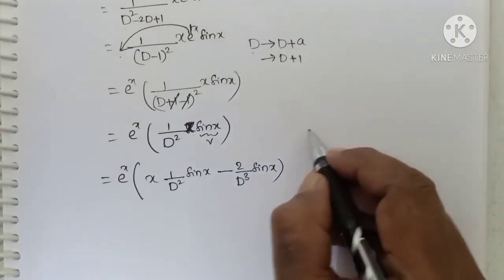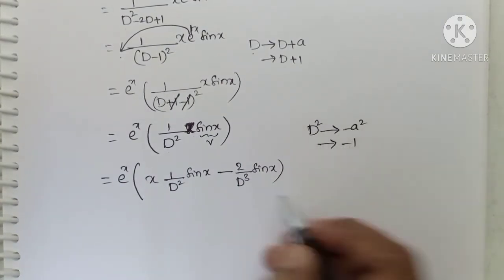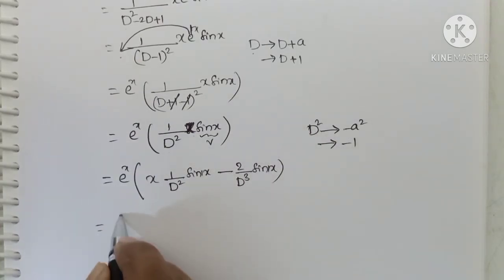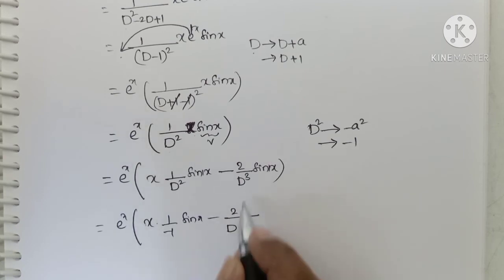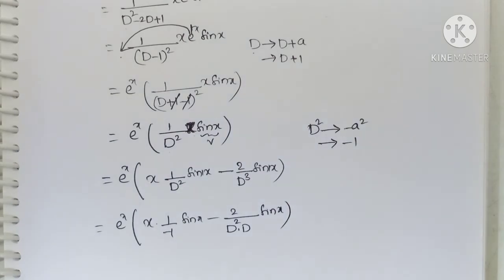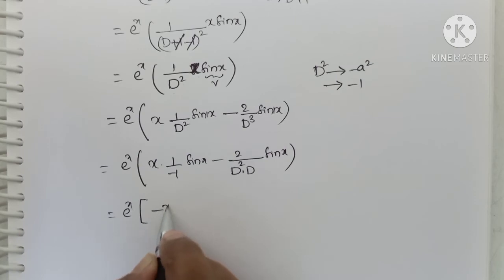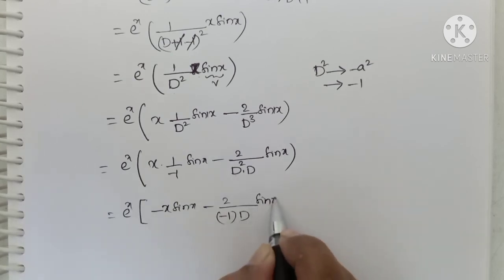Now we replace d square by minus a square. d square is replaced by minus 1. Here a is 1, so here also a is 1. e power x into x, 1 by minus 1 into sin x, minus 2 by, we write this d cube as d square into d, into sin x. e power x into minus x sin x minus 2 by, replace d square by minus 1, into d sin x.